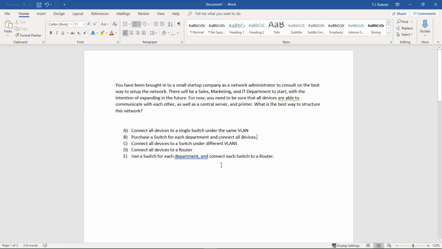So let's say that a switch goes down. Spanning tree protocol is normally running by default. So if something does happen and you have a point of failure somewhere in the network, spanning tree will fix it. So all devices will still be able to communicate with each other, even if you do have a point of failure somewhere.